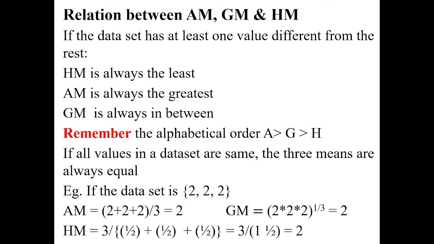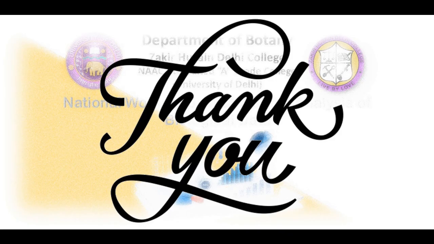If all data values in the data set are the same, then all three means are equal. You can just see, if the data set has 2, 2, 2 observations, arithmetic mean is 2, geometric mean is the cube root of 2 into 2 into 2, that is 8, which is 2, and harmonic mean, again you can see, 3 divided by 1.5, that is again 2. So this is how the relation between AM, GM and HM is kept. So thank you and good luck.